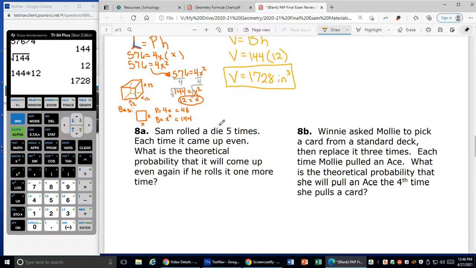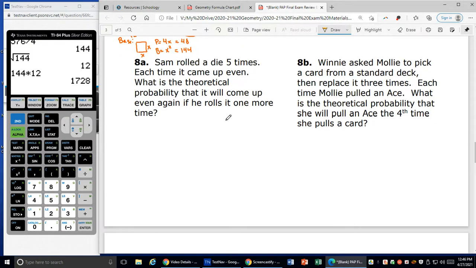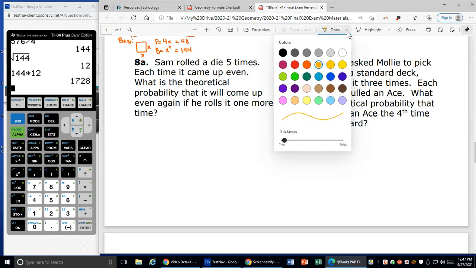Okay? 8. Sam rolled a die 5 times. Each time it came up even. What is the theoretical probability it will come up even again if he rolls it one more time? The nice thing about rolling a die is that every time you roll it, your probability doesn't change because nothing changes on the die. Okay?